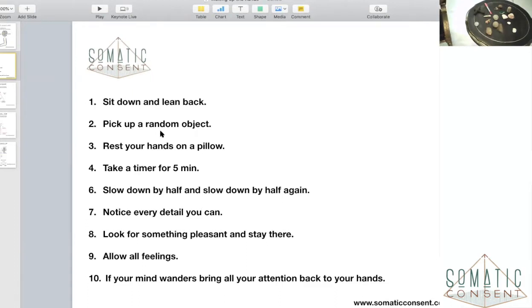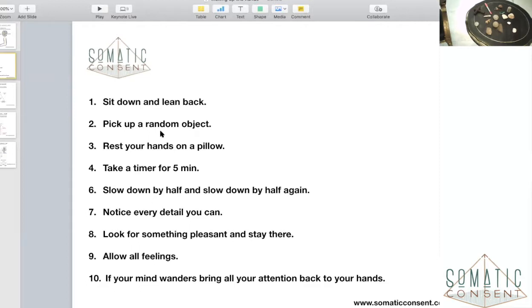You pick up any kind of object that you have around you, whatever it is. You rest your hands on a pillow so that you feel really comfortable. You take a timer for about 5 minutes or as long as you like. I recommend a minimum of 3. I explain in the next round why that is. Then slow down your speed by half, and by half again, so that you stop going into action and doing something with it. You just have it in your hand and you feel it.